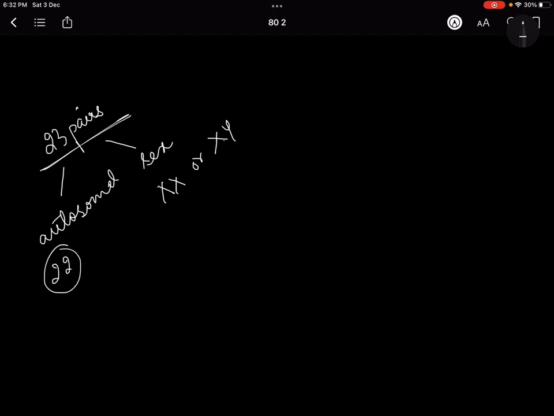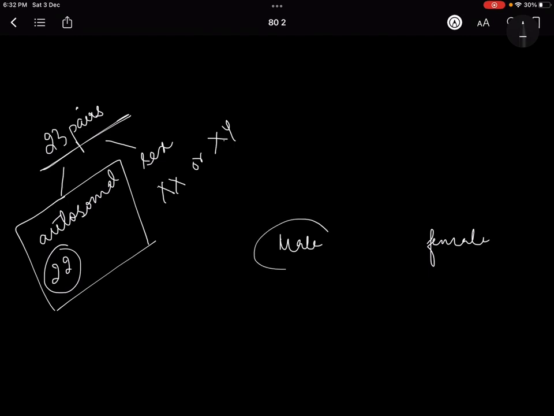So when we talk about the inheritance of the first 22 pairs of chromosomes, that means apart from the sex chromosomes, there is a male gender and a female gender, right? Whenever we talk about inheritance of these 22 autosomal pairs, it is more or less the same in both the genders. So there is no difference there as such. Their inheritance is similar in both the genders.